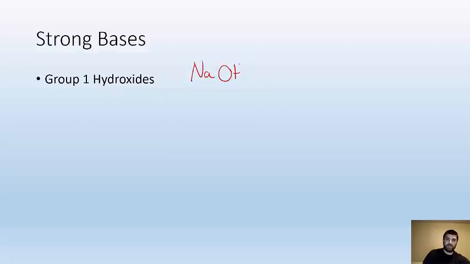So strong bases, anything that's a group 1 hydroxide. So anything that's in group 1, like say, for example, sodium hydroxide, that is a strong base. They will break apart because those group 1 elements are completely soluble, so they're all going to break apart. And then there's three other that you got to remember: calcium hydroxide, strontium hydroxide, and barium hydroxide.